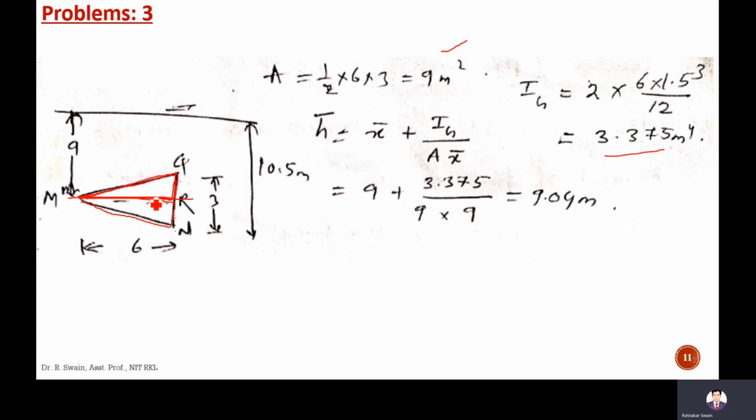Okay, CG will act, obviously CG will act here in this line. It is a symmetrical surface. So 9 plus Ig divided by area into X bar. Area is 9 and X bar is 9 given, so total is 9.04 meter.